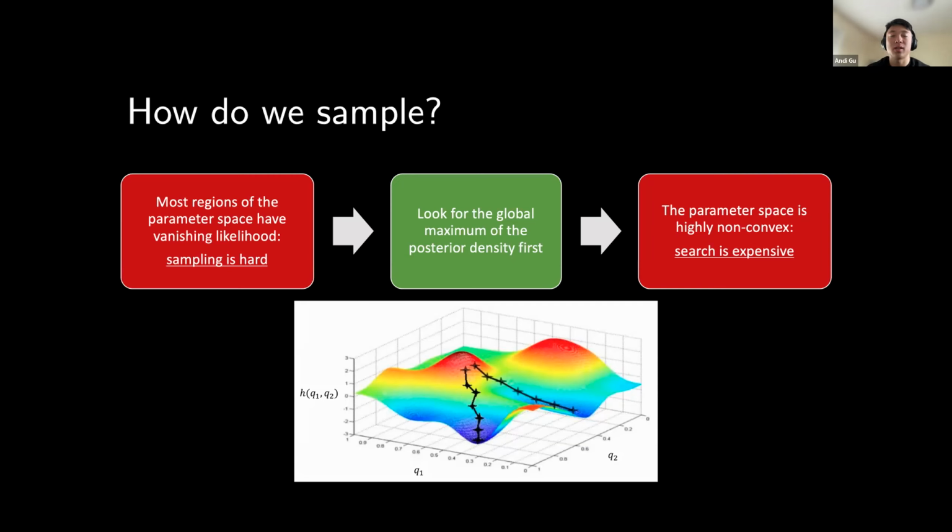Because the parameter space is highly non-convex and therefore is hard to search over, right? So the figure on this slide roughly illustrates that problem, which is that when you have a non-convex loss function or a non-convex loss landscape, which is in our case the posterior density, depending on where you start, you'll end up with different solutions of varying quality. And it's hard to determine whether or not you found the global maximum.